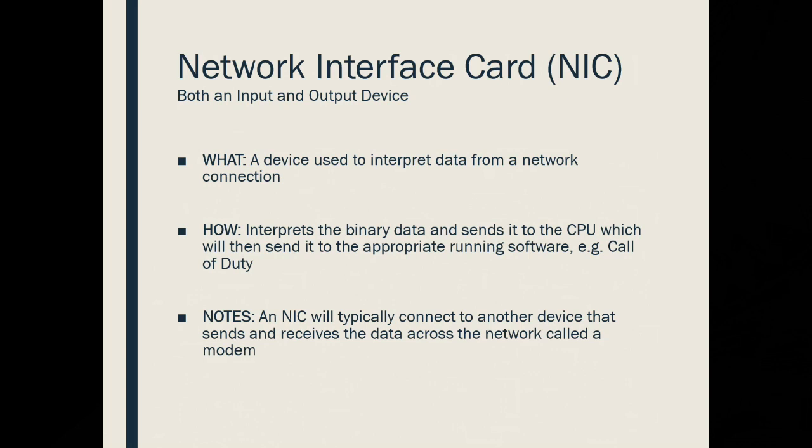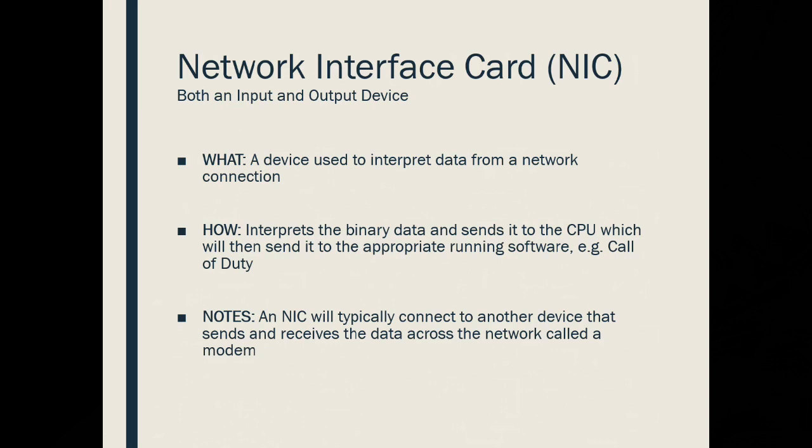So the network interface card, or the NIC card. This is one of the few devices that is both an input and an output device, because it takes data from the outside world and brings it into the computer, but it also does the opposite. It takes data from the computer and sends it out to the outside world. So it's a device whose sole purpose is to interpret data for a network connection, going both in and out.